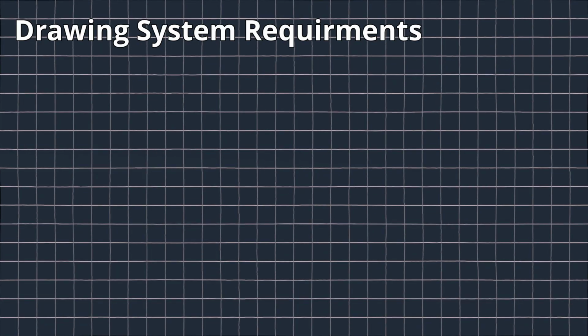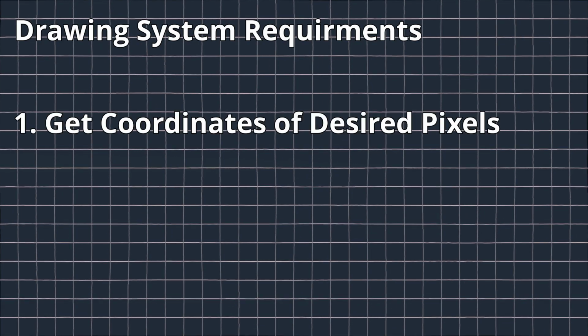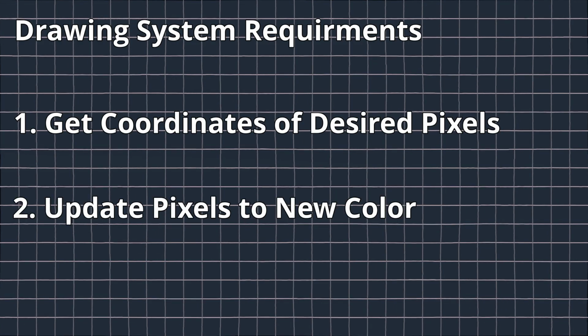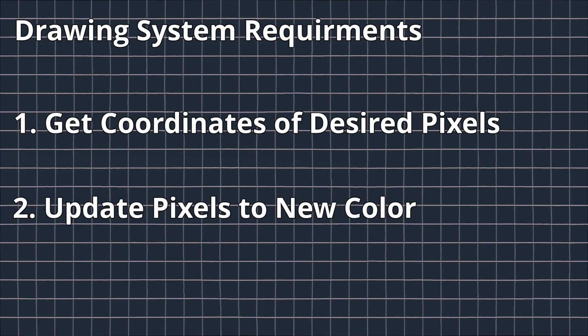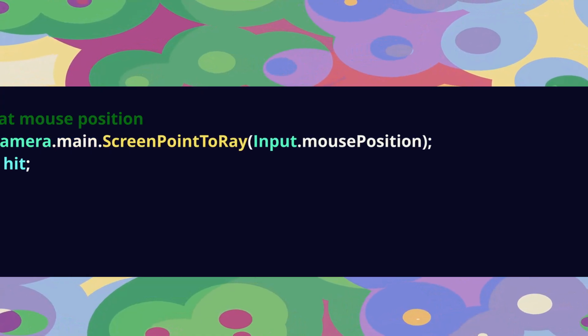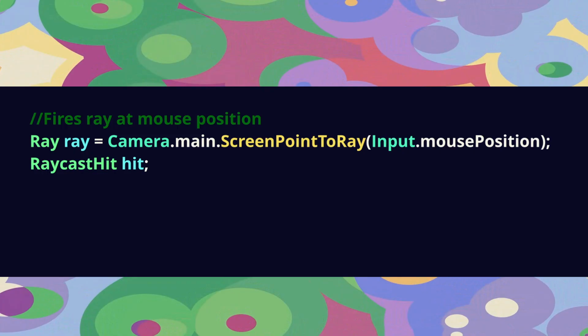Drawing to a texture in Unity requires two different steps. Firstly, you need to get the coordinates on the texture that you want to change color. Then you need to set the pixels to change and update properly to reflect the new color on the texture. The first step is easy enough, as we can do a simple camera to mouse raycast.